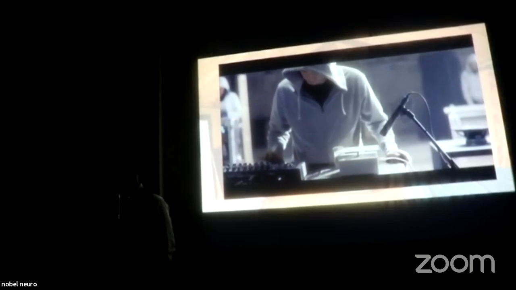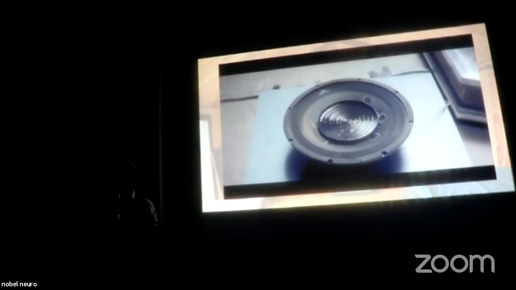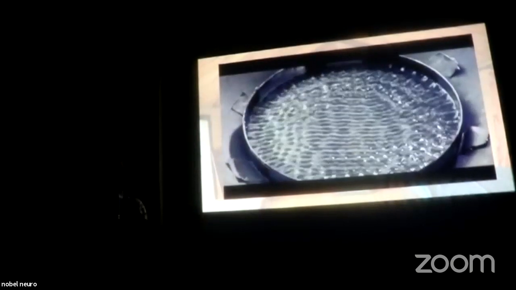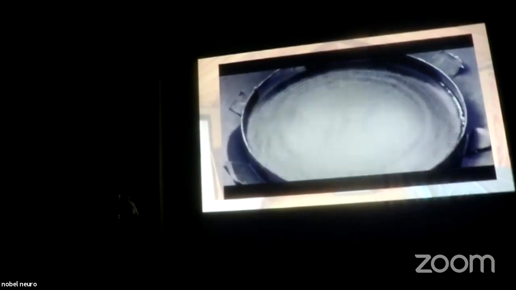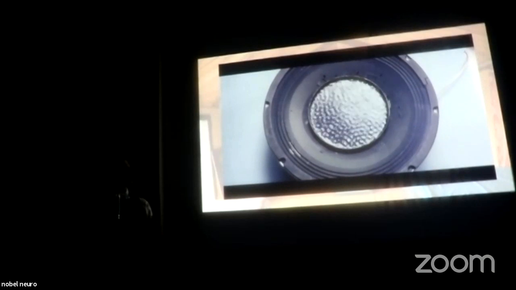How sound can be seen? That's what they're showing. How do you see sound? How each element is changed by sound.